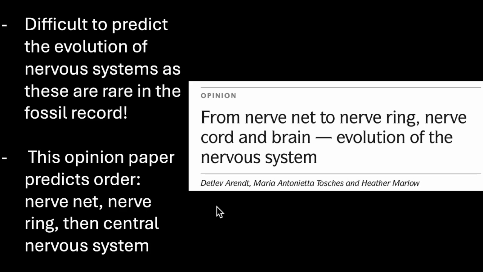And I think this is cool, so you're going to listen to it. Whether or not you think it's cool or not is different. But it's really difficult to predict the evolution of nervous systems, as these are really, really rare within the fossil record. So determining when these sort of specialized things popped up is really difficult to do. And the predicted order of how these evolved is nerve net, then nerve ring, then central nervous system. And I think this is just due to complexity.